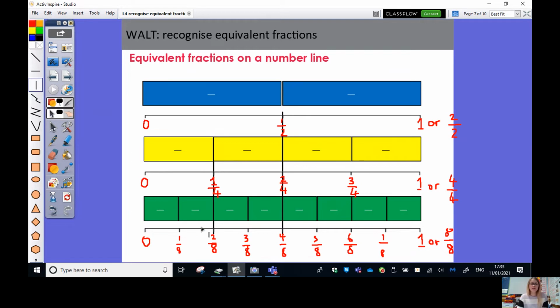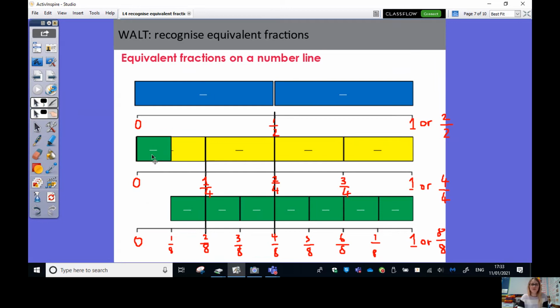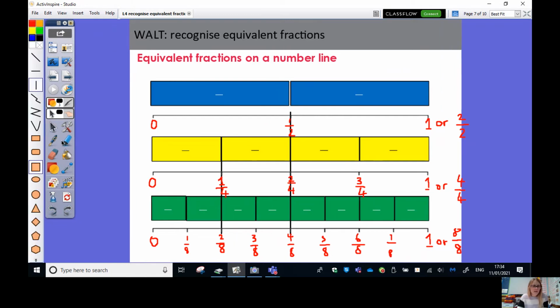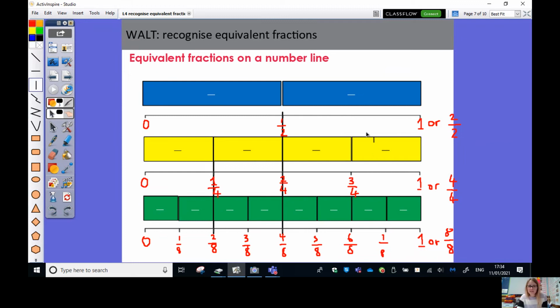So 1/8 is not equivalent to any quarters or to any halves because it's a smaller part. If I was to try and fit this one into here, it's too small to get there. I need 2 of them and it's way too small to make up a half. Okay, so what I'm going to do is keep looking for equivalent fractions.